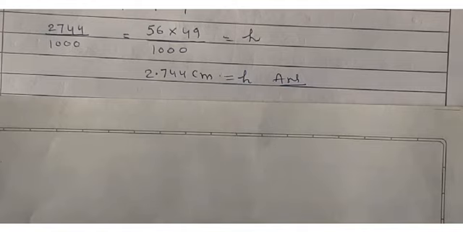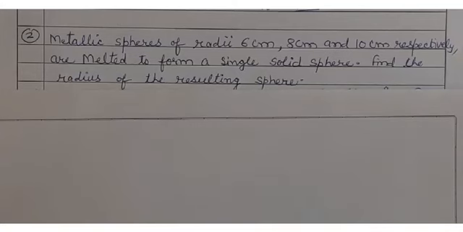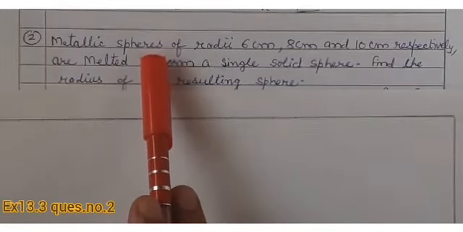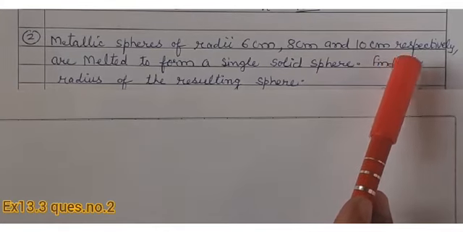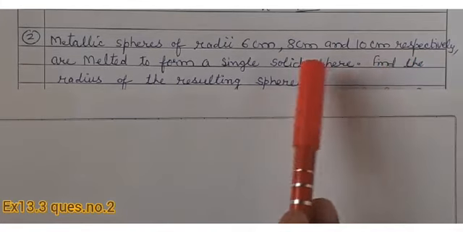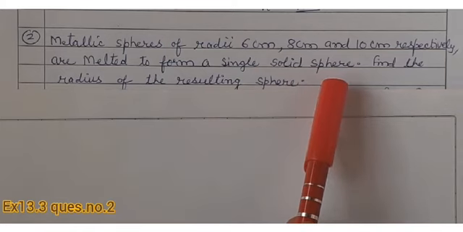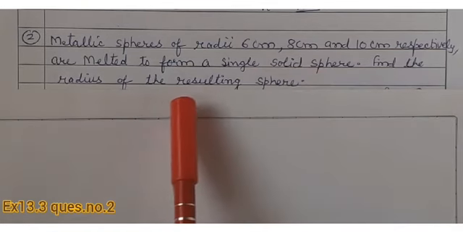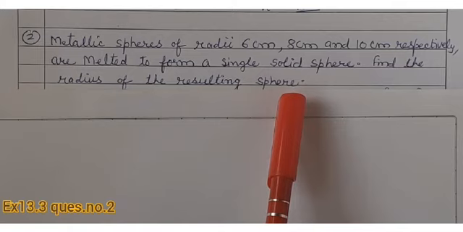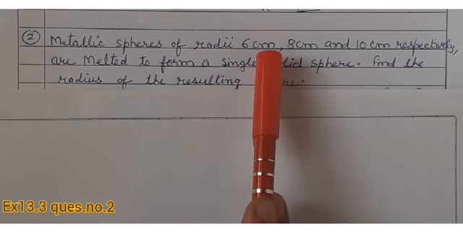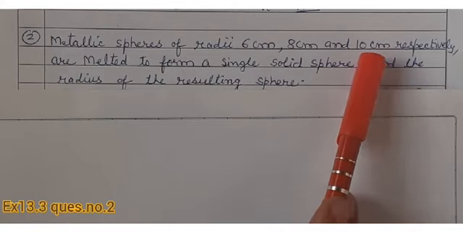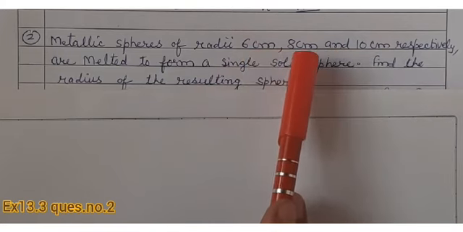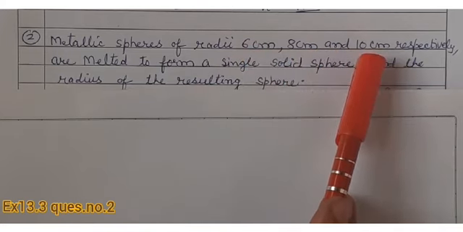This is your answer. Now the next question is: metallic spheres of radii 6 centimeter, 8 centimeter and 10 centimeter respectively are melted to form a single solid sphere. Find the radius of the resulting sphere. It means there are 3 spheres, radii are 6, 8 and 10 centimeter, and we have to make it one sphere. So r1 is 6, r2 is 8 and r3 is 10 centimeter.